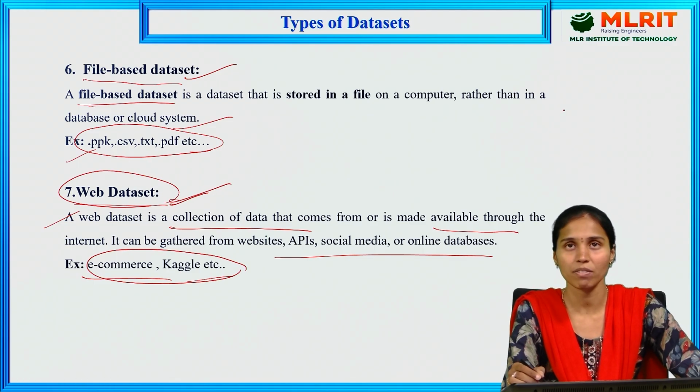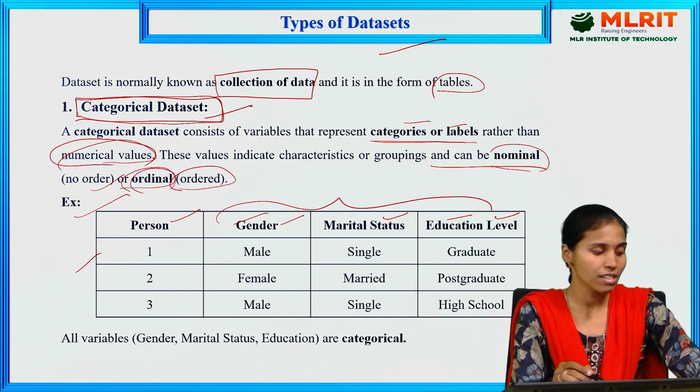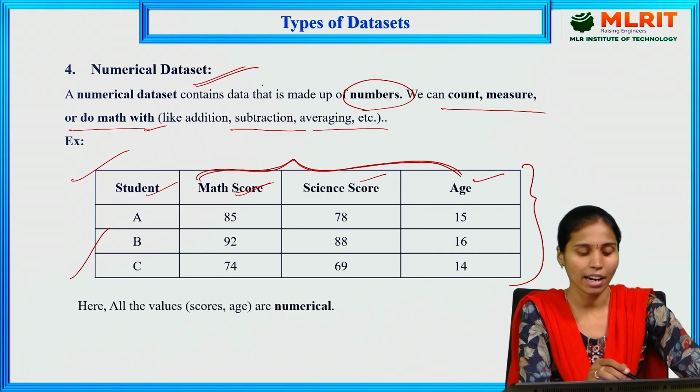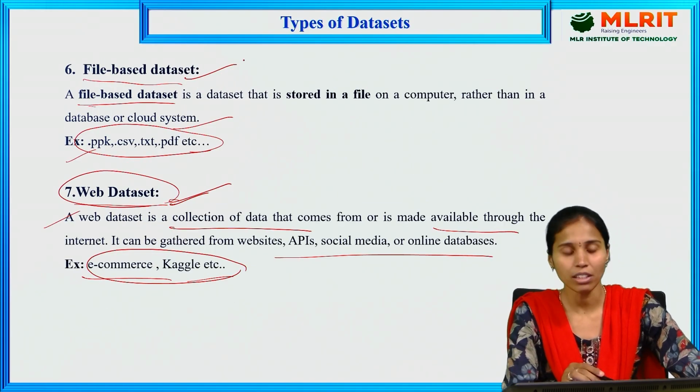These are the types of data sets. First one is categorical data set, and multivariate data set, and correlation data set, and numerical data set, bivariate data set, file based and web data set.